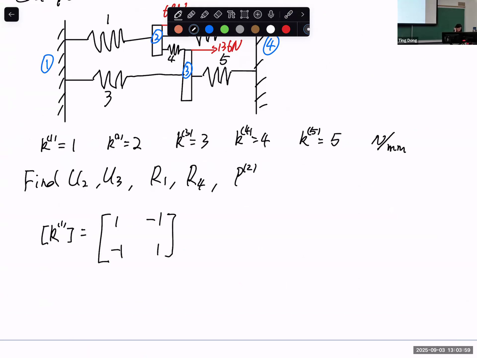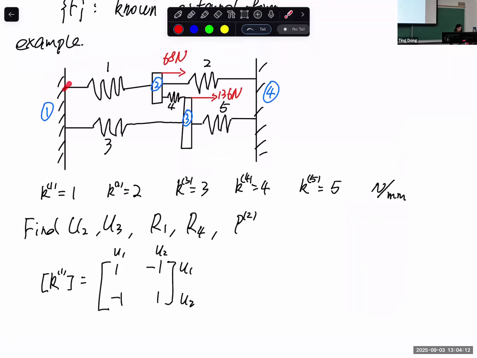And I also want to put the row and column index here, so when you do the assembly, it's easier. So this is representing U1, U2, U1, U2, since element 1 is connected to node 1 and node 2. So it should be U1, U2, U1, U2.